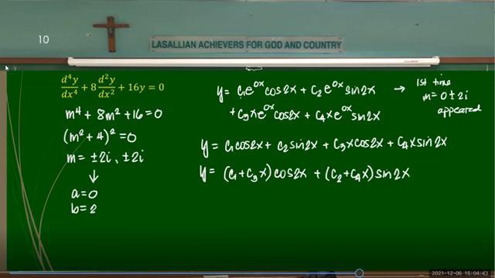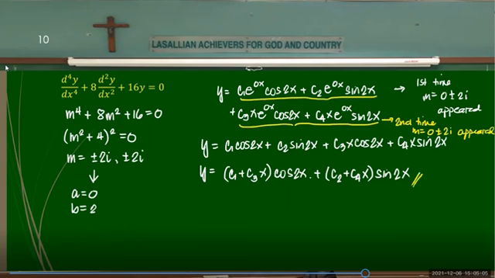So the top one, the first one here, this is for the first time it appeared. And then the second one, the one at the bottom, this is for the second time m is equal to 0 plus 2i appeared. All right, so this one is your general solution. So it's up to you. Sometimes it could be written in this form. Sometimes it could be written in this form.